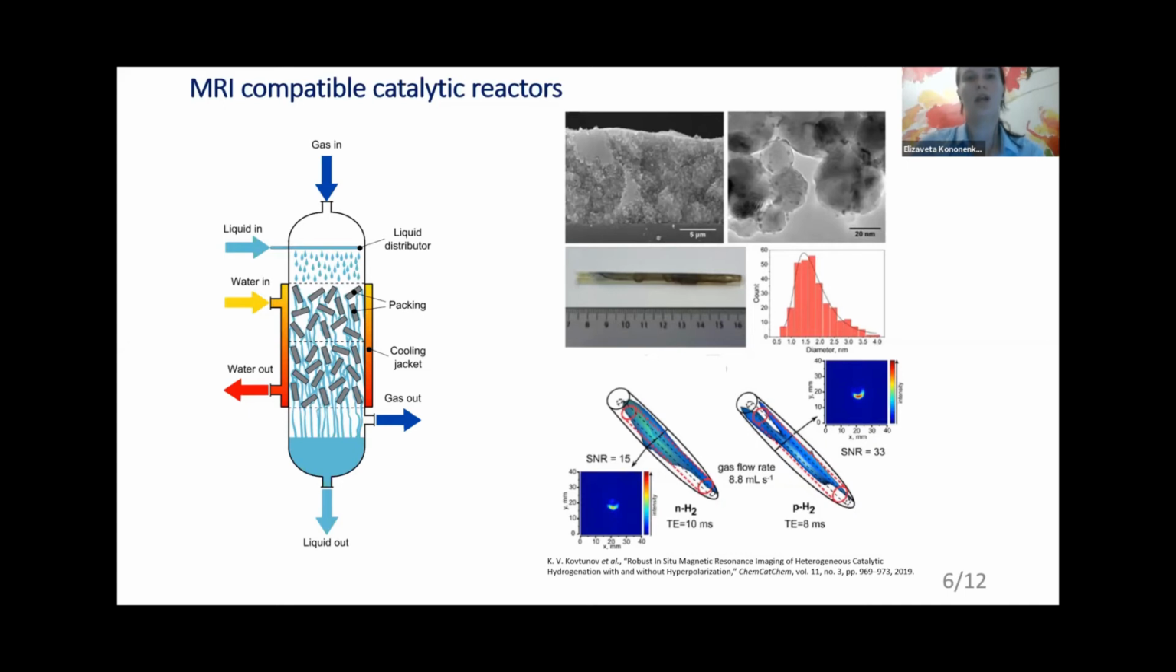catalytic processes. And at the beginning of 2019, it was shown that the use of a glass tube with a thin layer of the active substance, rhodium on titanium oxide, applied to the surface minimizes the disturbance of the magnetic field, which makes it possible to successfully perform imaging of heterogeneous hydrogenation processes, even with the use of normal hydrogen.